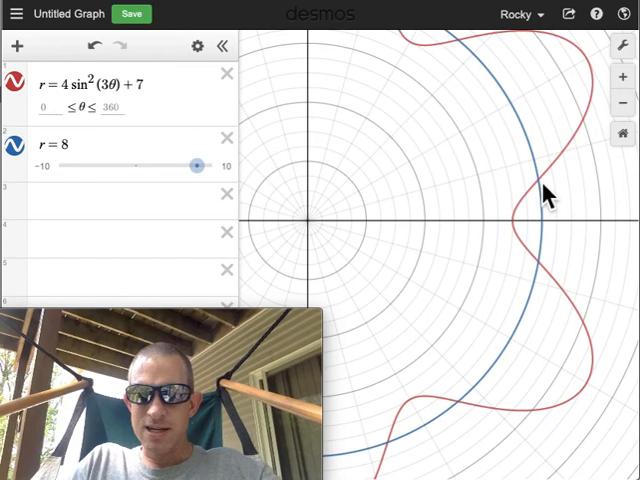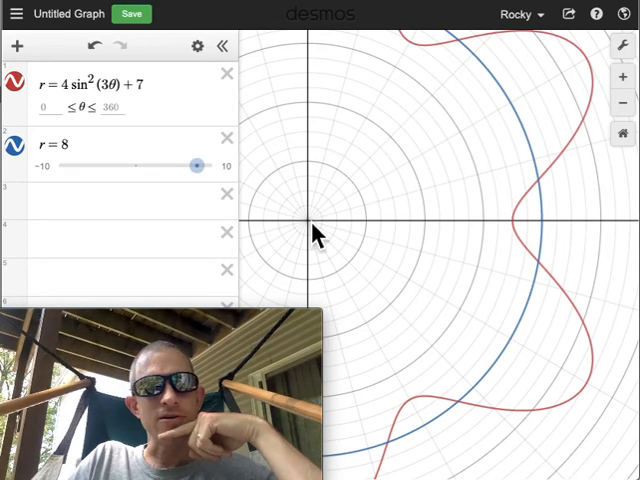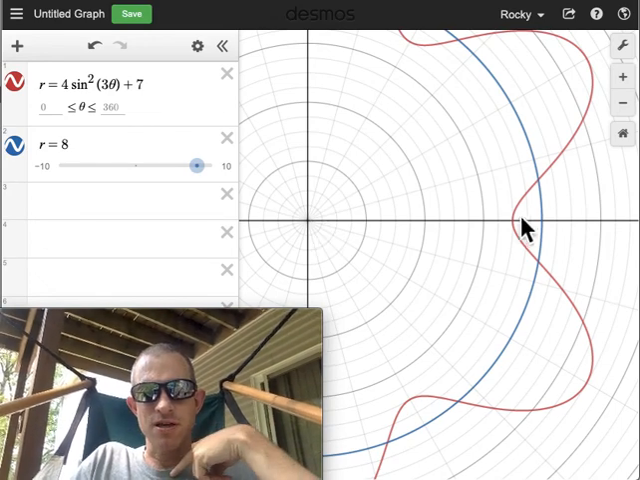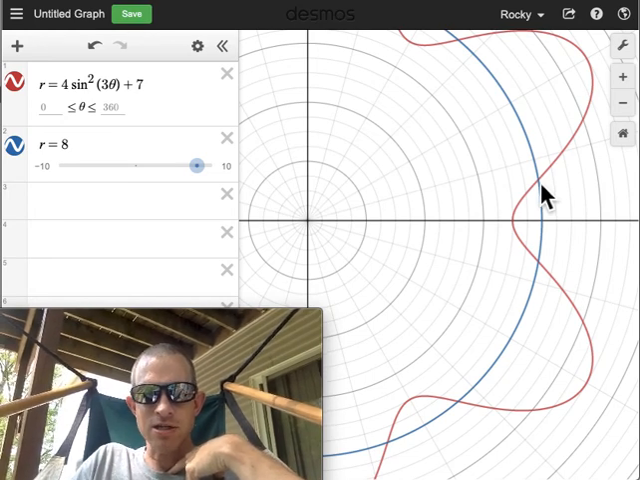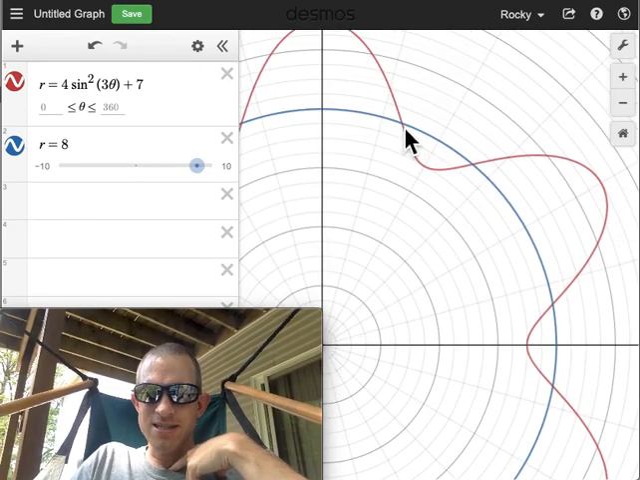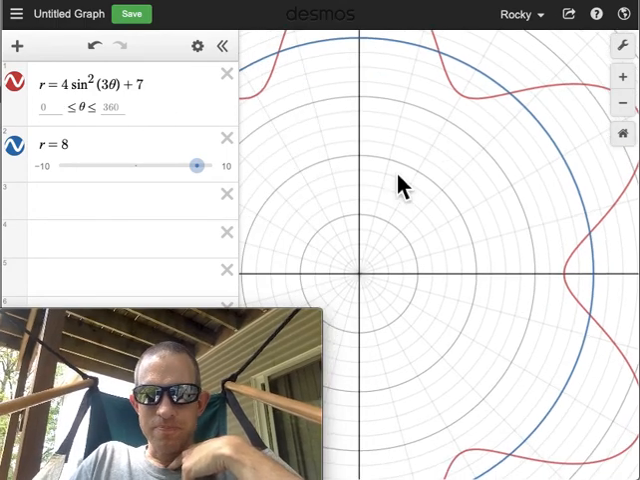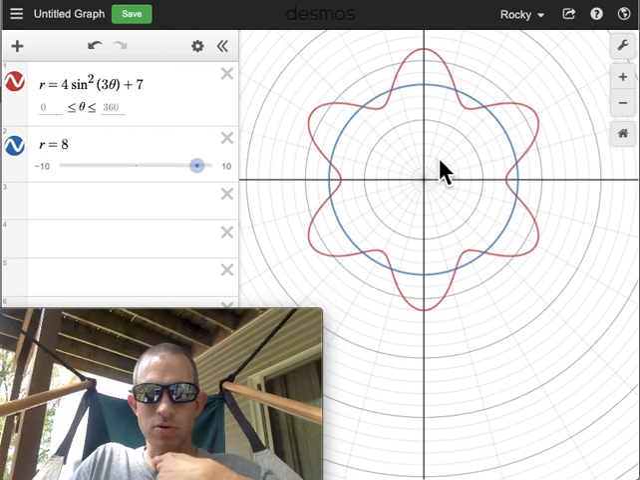Unfortunately, Desmos does not allow us to simply click on them like it did before. Your calculator actually is a little better in this regard because you can trace and kind of walk along the graph and see that they intersect at around 10 degrees, and then again over here at about 50 degrees, and then again over here at 70 degrees, and so forth. And so that's kind of neat. So that's a polar form.